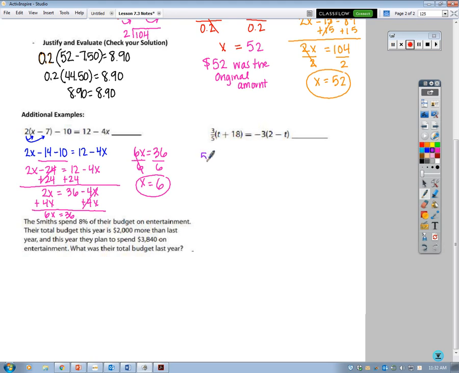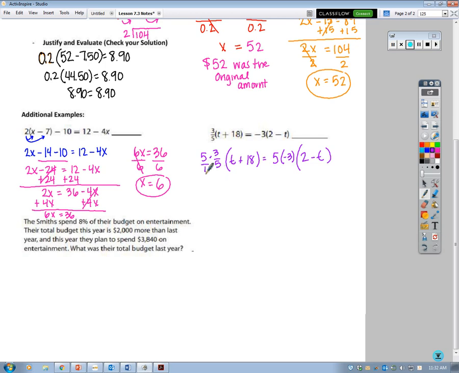So we're going to multiply 5 times 3/5, and that times the quantity of t plus 18 equals 5 times negative 3, and that times the quantity of 2 minus t. Okay? So I'm going to take care of this first.